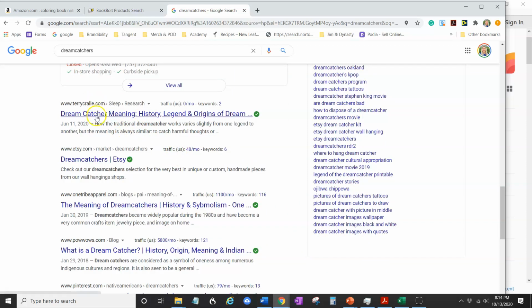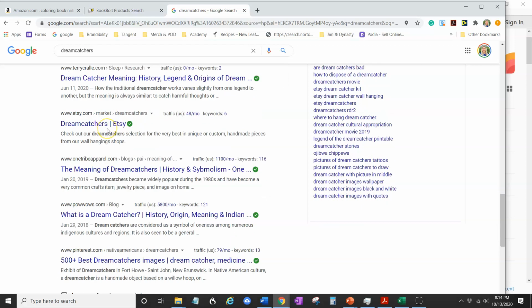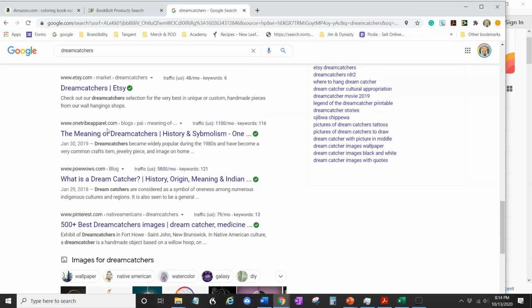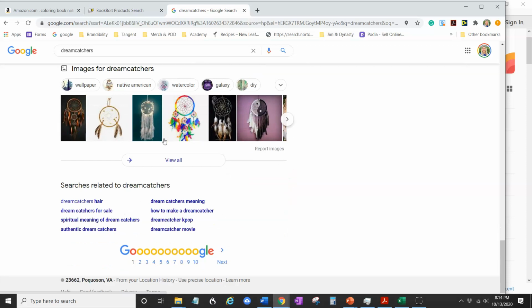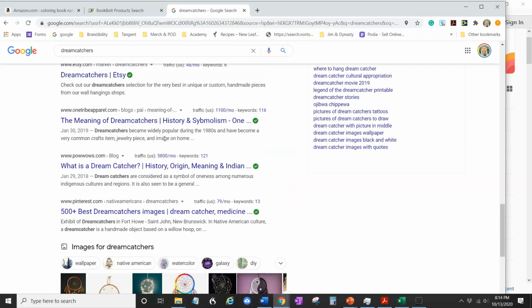And what I do next, I thought this was really cool. You look through and you can go through some of these sites. Now, Etsy may not be useful, but some of these, like what is a dream culture? You can start looking into what a dream catcher is, and words that maybe people don't often use for them.